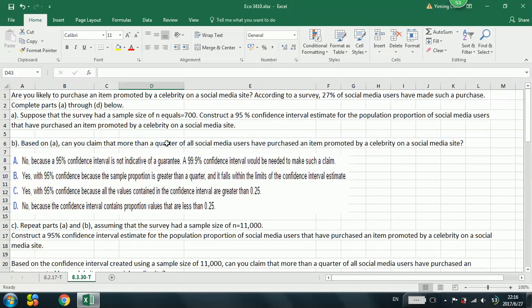So please pay attention here. What it asks is more than a quarter of all social media users. So here, even with a 99.9% confidence interval, there's still 0.1% that we're not sure about. So this choice A is not correct.